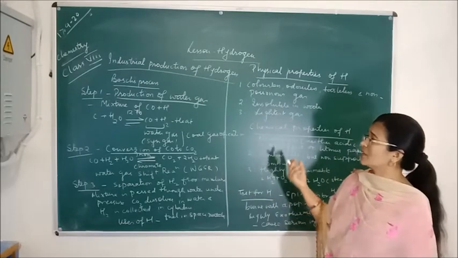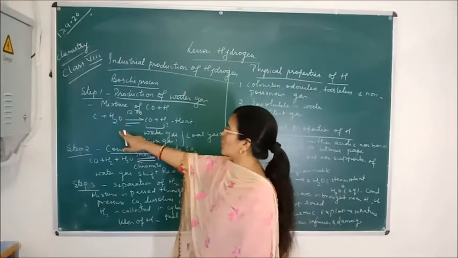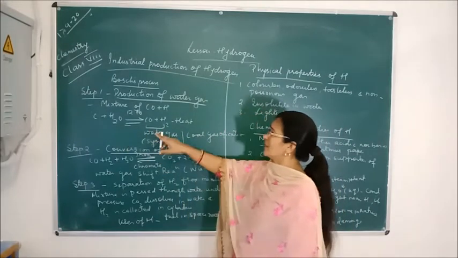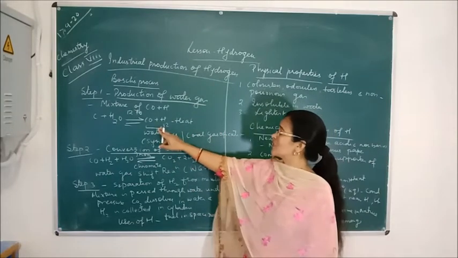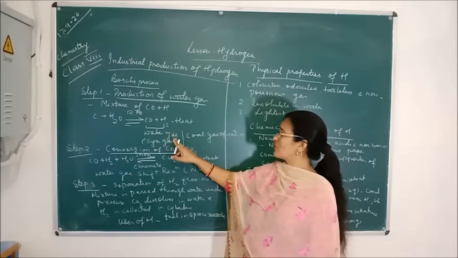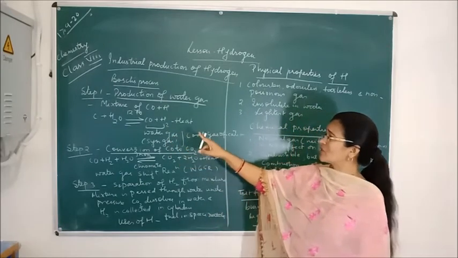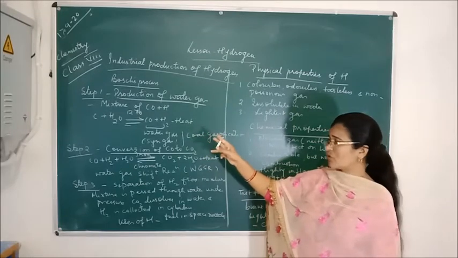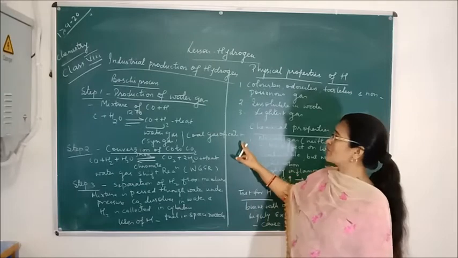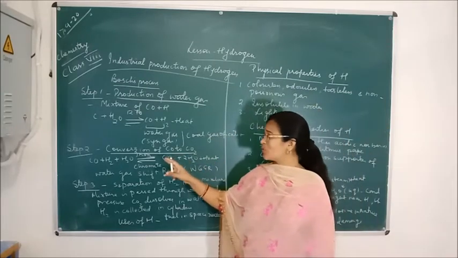So carbon reacts with the steam, that is water, H2O, at very high temperature to produce water gas, that is CO plus H2, which is a mixture. It is also called syngas. And this process of the reaction of carbon with the steam to produce water gas is also called coal gasification. And in step 2, what happens?